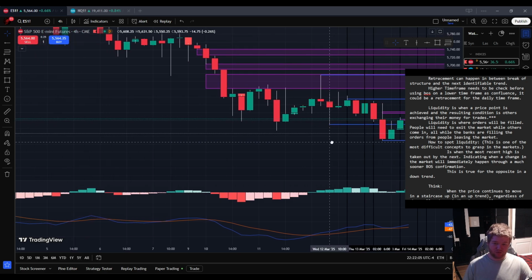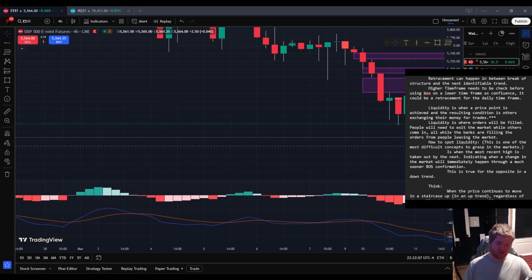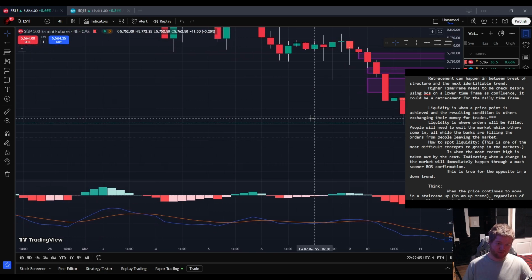If we were to rewind all the way to here, to where we can't even see that green candle, boom, and we were able to remove that, we would see that this right here is the lowest low. Per these notes, per this note, the most recent low is taken out by the next. This low was the most recent, aside from this one. It was taken out.